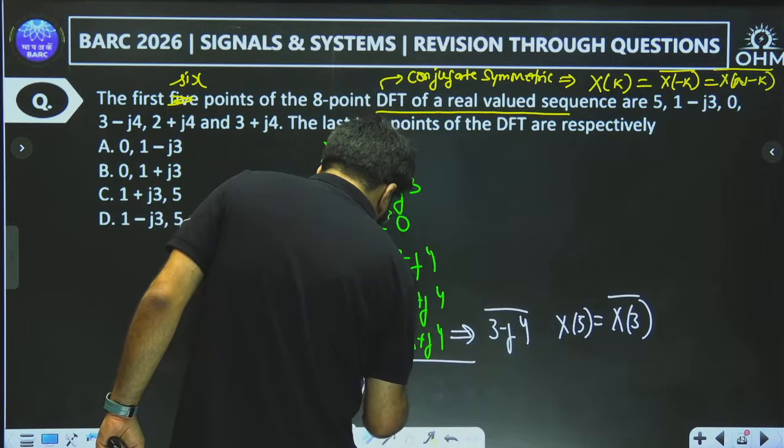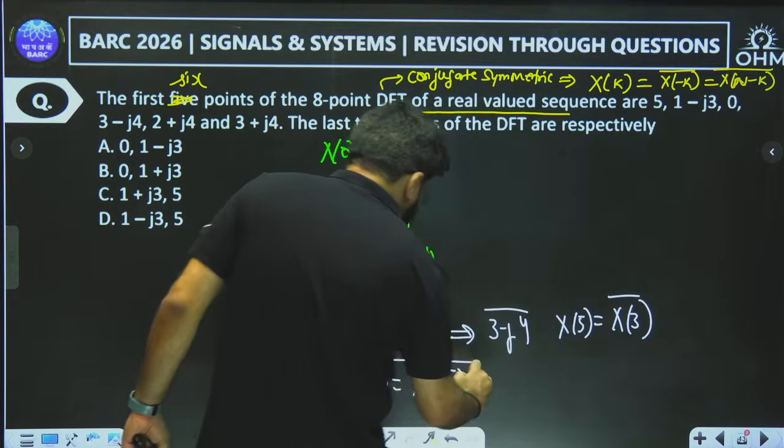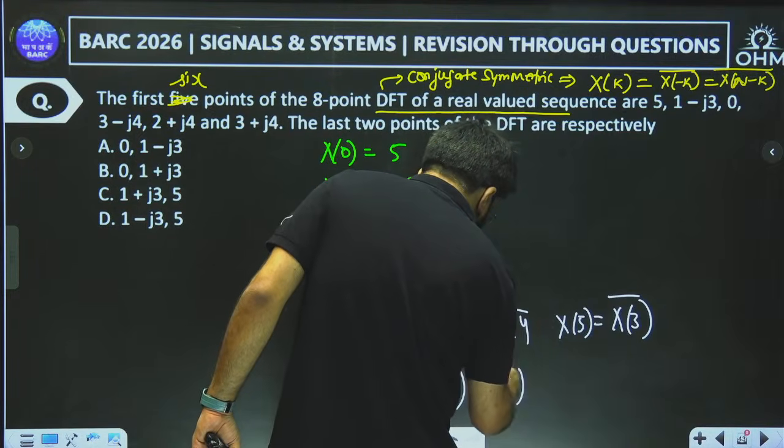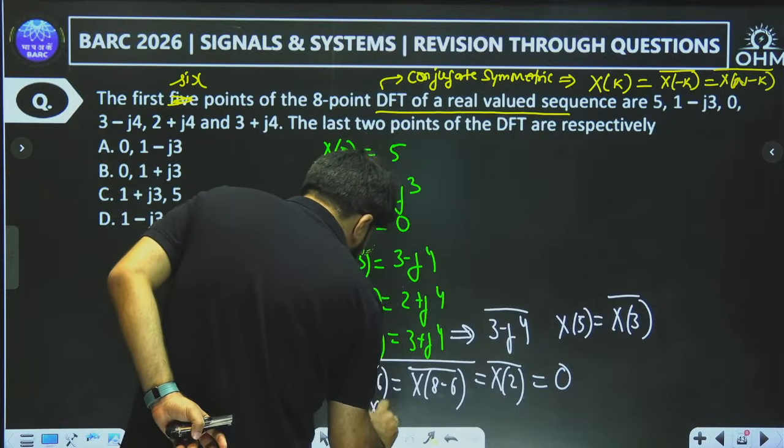Now the last 2 points, x6. x6 should be the conjugate of x2. 8 minus 6 will be 2. That means it should be the conjugate of x2. What is x2 given to me? 0. 0 conjugate will remain 0.